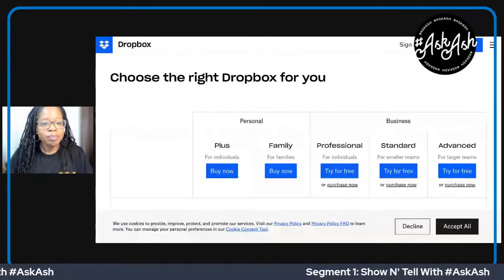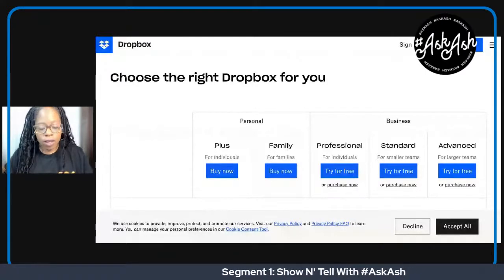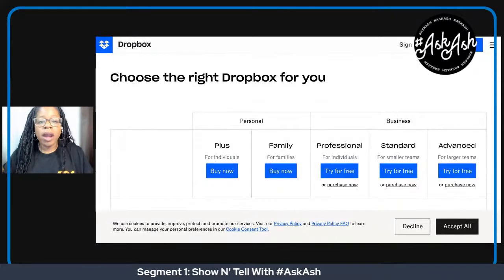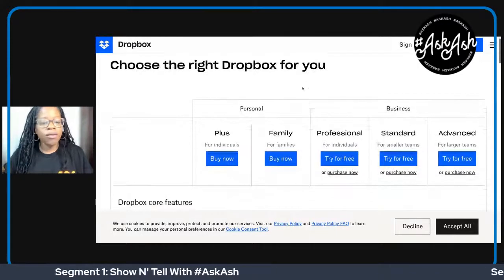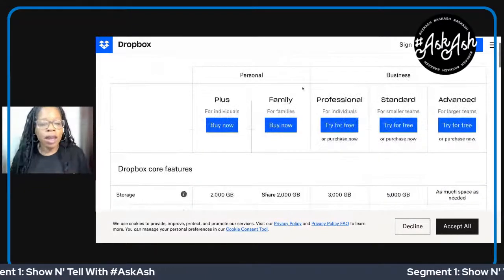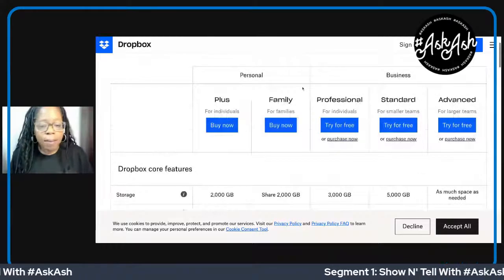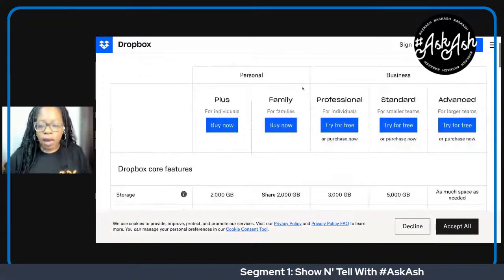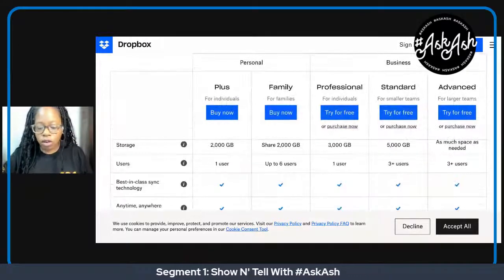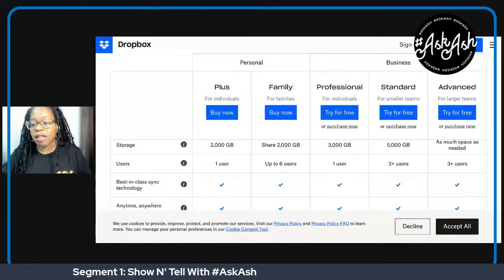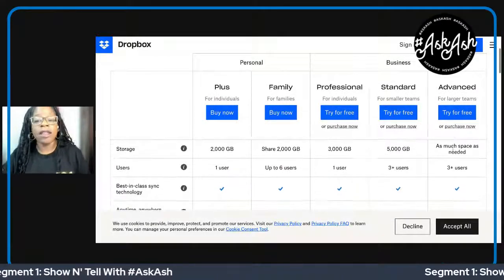All right. So let's get into the pricing. What is right for you? You're looking at this, there's 2000 gigabytes, 3000 for professional, 5000, and then advanced is as much space as you need, and that's for larger teams.